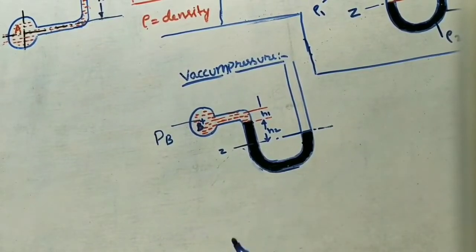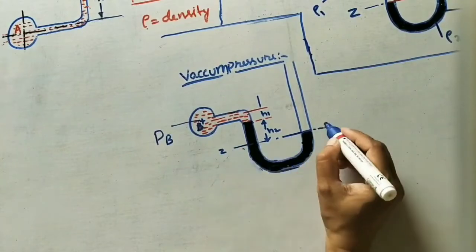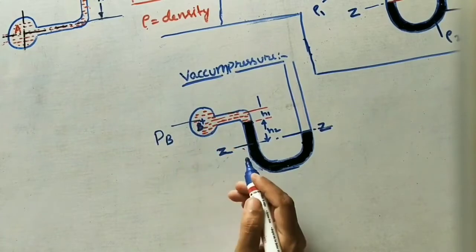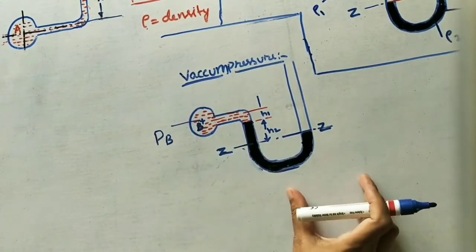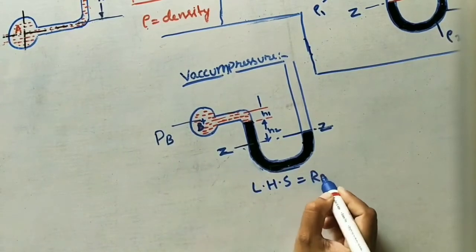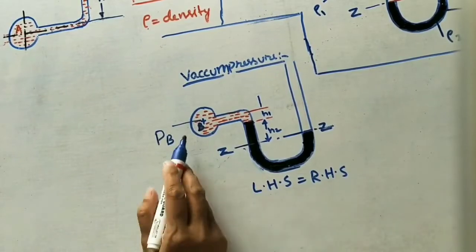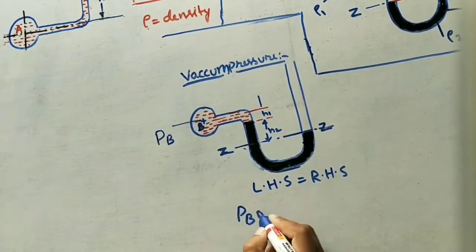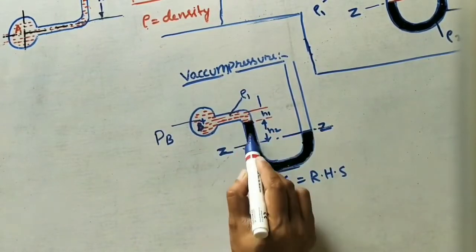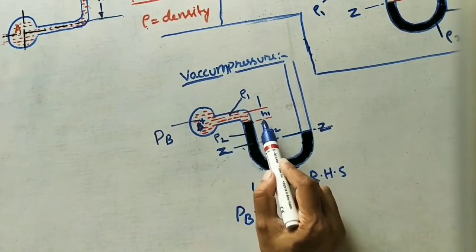Now how to write the formula for this? Here there is no mercury. From this it is starting, so I am drawing just one line, a reference line, the datum line ZZ. We need to find the pressure. Take the left hand side equation equal to the right hand side equation. First take the left hand side. What is PB? It is an unknown value, we need to find it. Plus, here this is rho1, the flowing fluid density, and for this mercury density take rho2. Rho1 has some height H1, rho2 has some height H2.